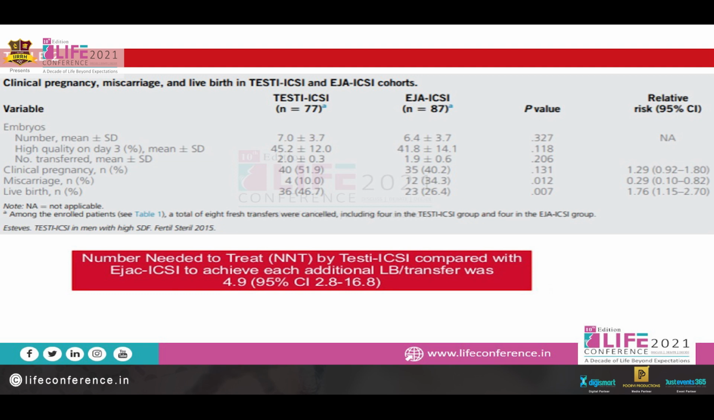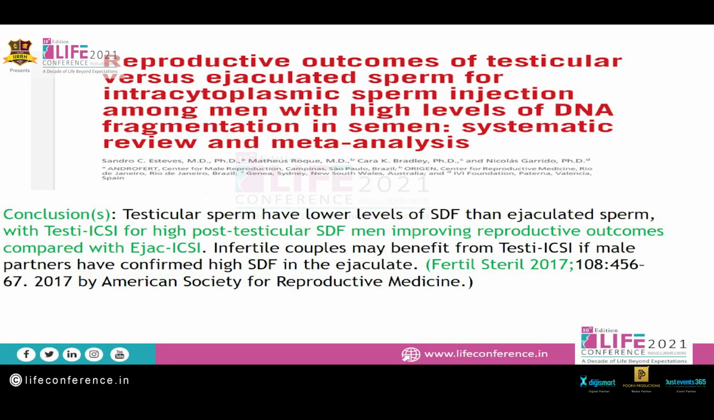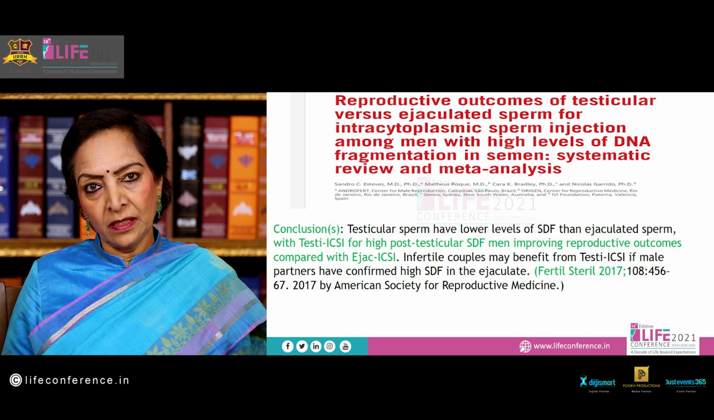This table here of clinical pregnancy, miscarriage and live birth rates in testicular ICSI and ejaculated ICSI cohorts will suggest that if you want to treat with testicular sperms and ejaculated sperms and make a difference, you will need to do 5 testicular sperm injections to 1 ejaculated sperm to show the difference that testicular sperms where the DNA fragmentation is high will give you better pregnancy rates than if you were to do with ejaculated sperms alone. The reproductive outcomes of testicular versus ejaculated sperm for intracytoplasmic sperm injection among men with high levels of DNA fragmentation in semen. It's a systematic review and analysis, and again here it shows that the testicular sperms are much better than the ejaculated sperms.